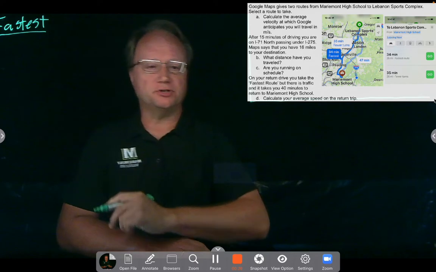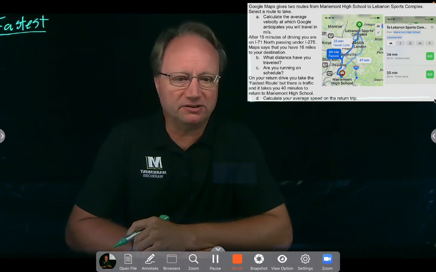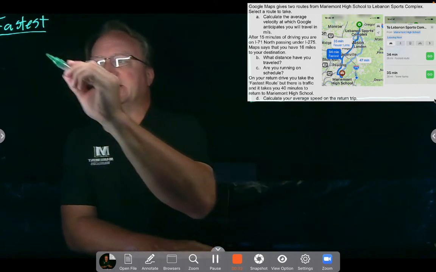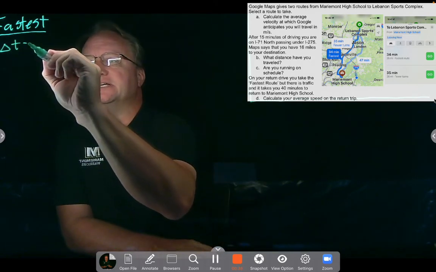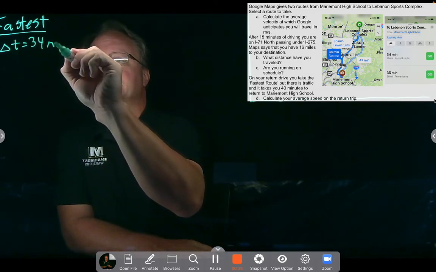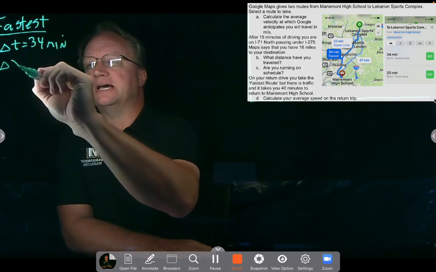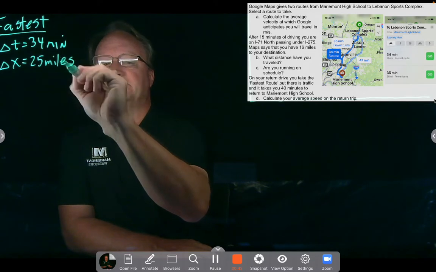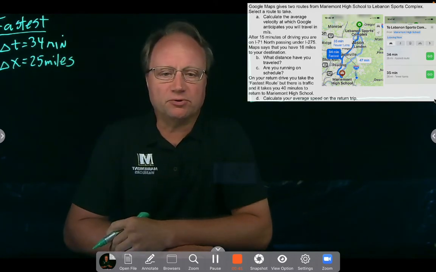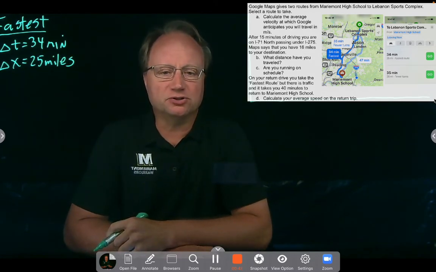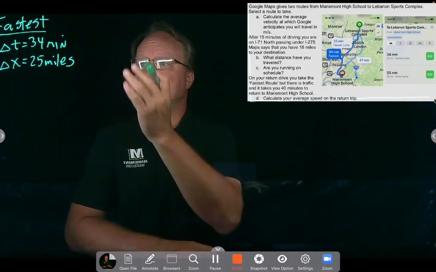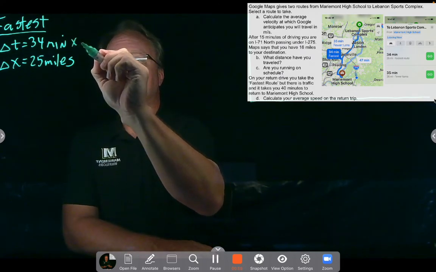So first thing I'm going to do is list out what we know about the fastest route. The time period is 34 minutes and it is 25 miles. So delta T, 34 minutes, and delta X, 25 miles. In part A, we want to calculate the average velocity at which Google anticipates you will travel in meters per second. So then first thing I'm going to do is convert these values over.